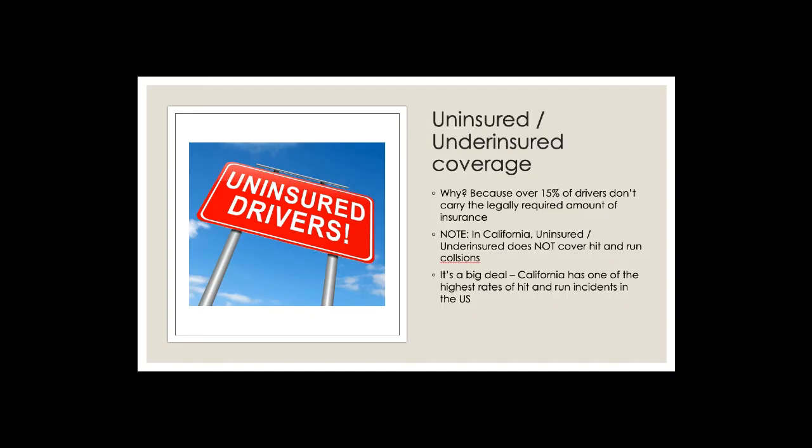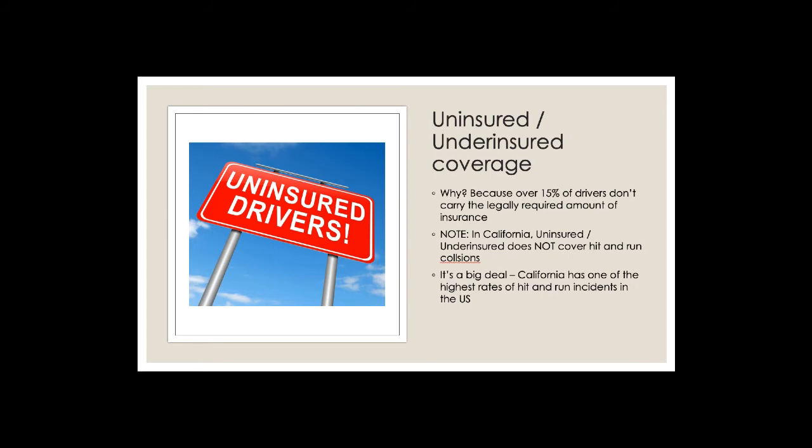So I was recently involved in a hit and run. I was hit by a car, and the guy just drove off. I'm presuming either he didn't have insurance or he wasn't, in other ways, a legal driver. But you'll see here on the slide, in California, uninsured or underinsured coverage does not cover hit and run collisions. I found that out the hard way. My comprehensive covers that, but not underinsured coverage. And this is a big deal, because in California, we have one of the highest rates of hit and run incidents in the entire United States. This is a very big deal, right?